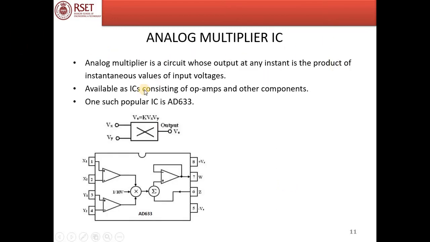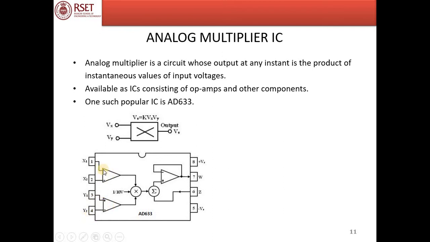So we know what an analog multiplier is. As I said, it is available as integrated circuits. One popular such analog multiplier IC is AD633. So this is the pin diagram of AD633. We can see that at pins 1 and 2 we are applying two inputs X1 and X2. At pins 3 and 4 we are applying two inputs Y1 and Y2.